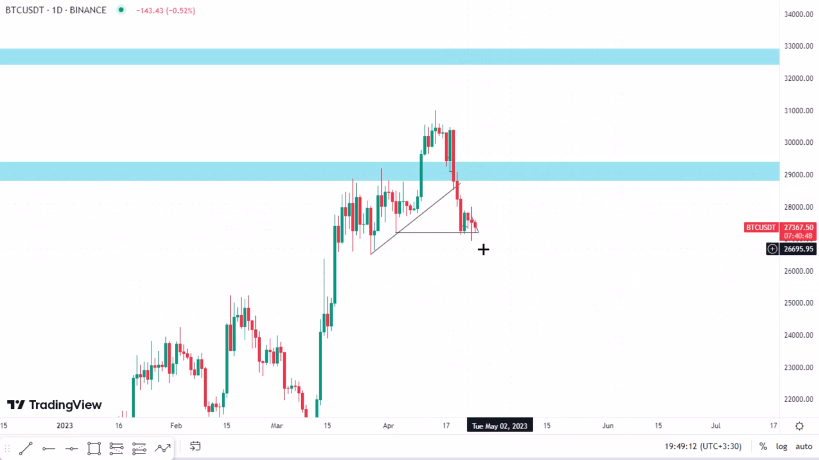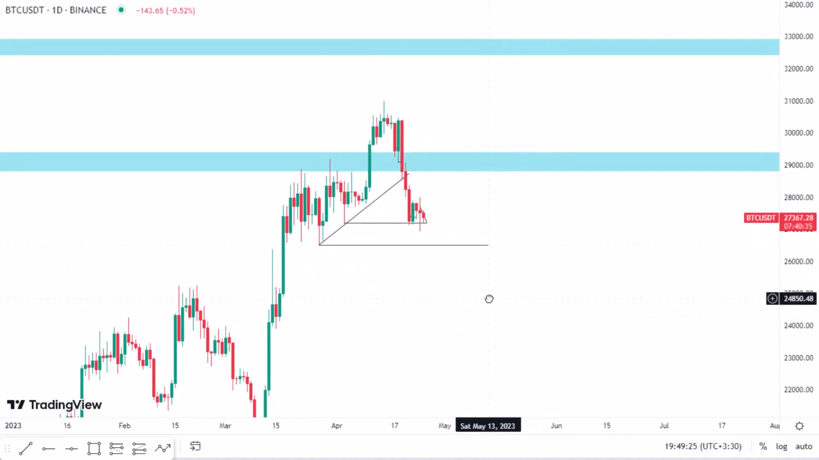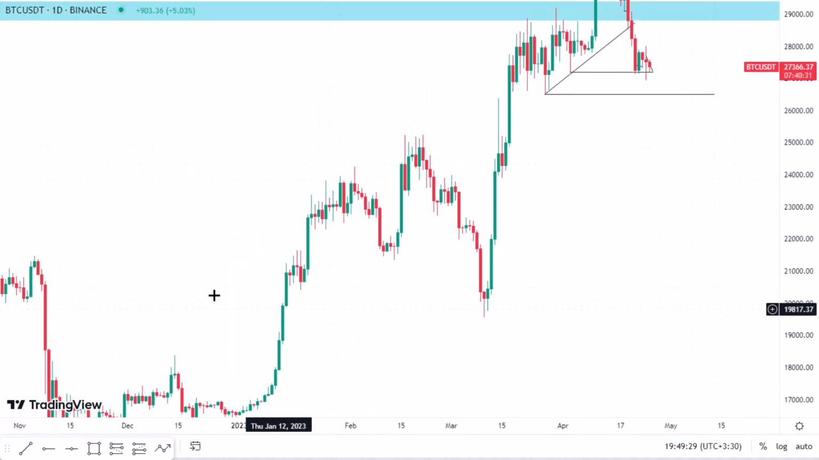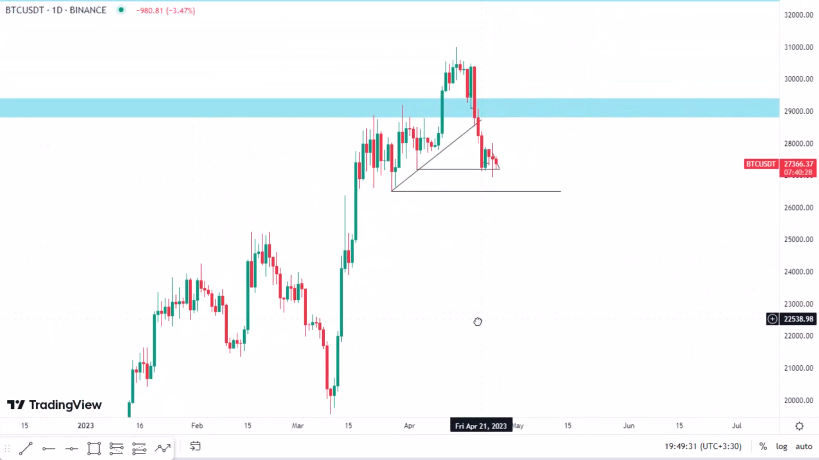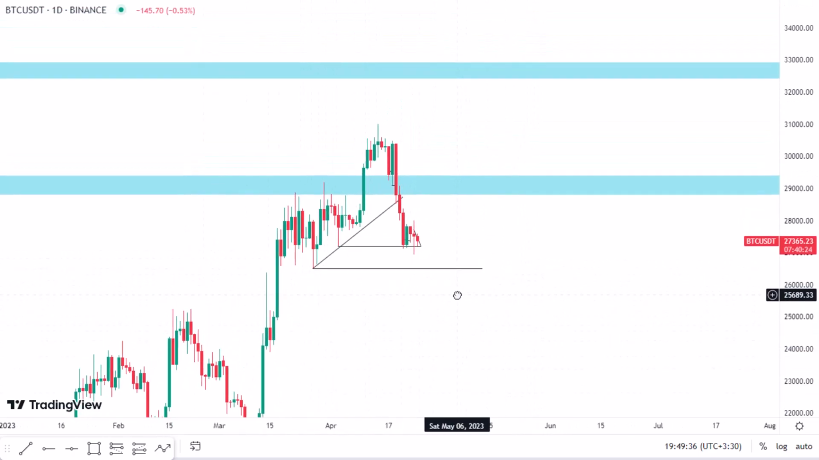Also, if this support can be broken to the downside, and also this support here, if I can draw that for you, this is a support. And also this can be broken. After that, I don't see any special support for the price. We have some supports here, but they are too far away for us to actually draw them.